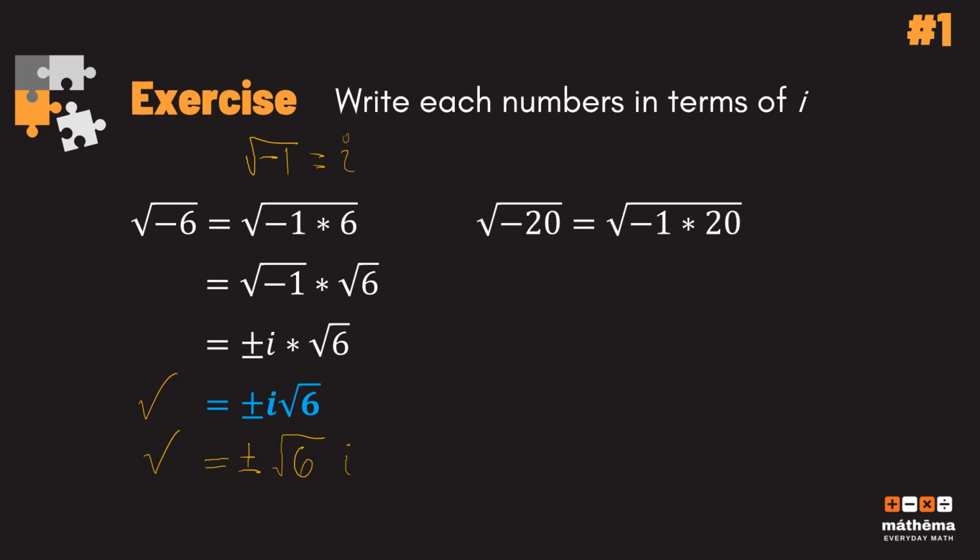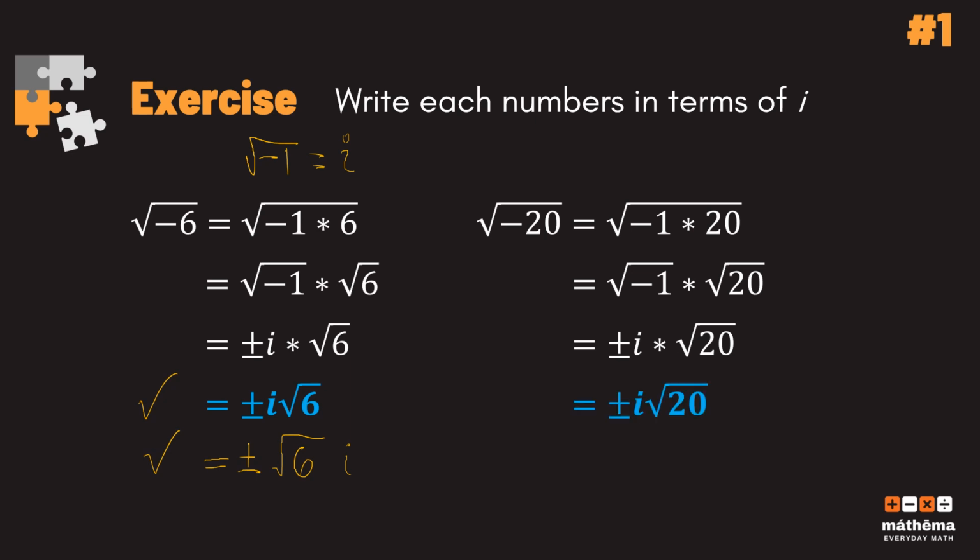Next example, we have the square root of negative 20. So again, negative 20 can be rewritten as negative 1 times 20. And then, what we will do is separate the two. We have the square root of negative 1 times the square root of 20. And then, we all know again that the square root of negative 1 is just i. So we have plus minus i, and 20 is not a perfect square. So we leave it as is.